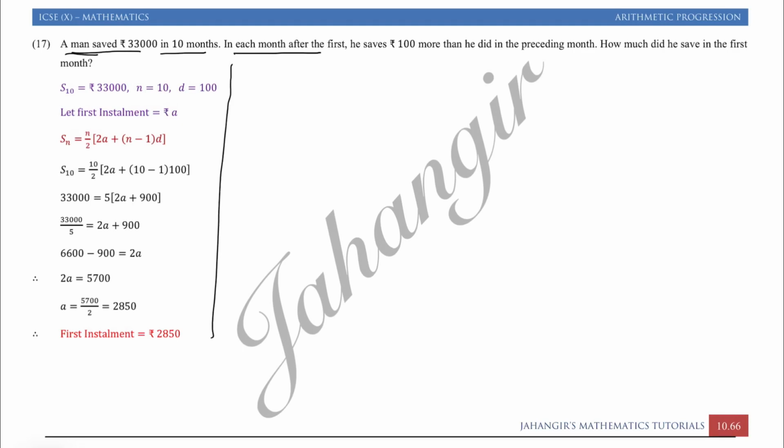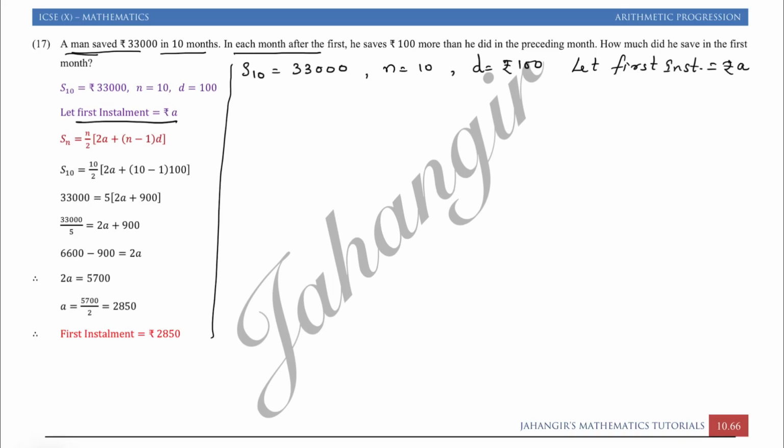This question is easy. The sum of 10 months is given as 33,000. So we can say n is 10, and if he saves rupees 100 more than what he had saved in the preceding month, we can say the difference is rupees 100. Every month he is increasing by rupees 100. Let the first installment be rupees a.